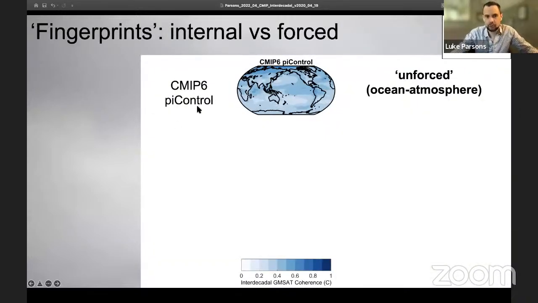So this is what I just showed you. These are the pre-industrial control multi-model mean maps from 39 climate models. Remember, this is unforced ocean-atmosphere interactions.